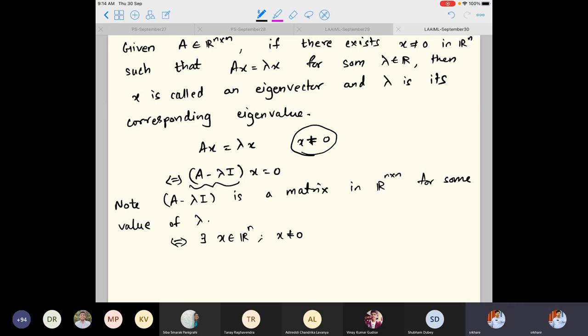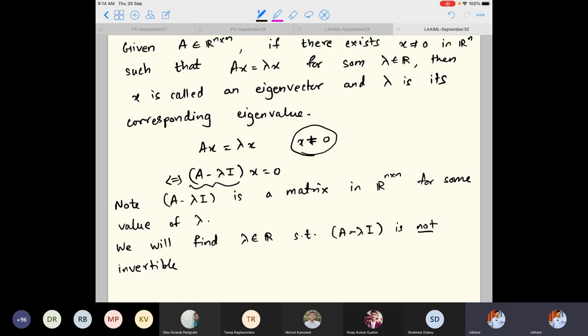So there is x in R^n, x is not equal to 0. So what do we do? So we will find lambda in R such that A minus lambda I is not invertible, or A minus lambda I is not full rank.